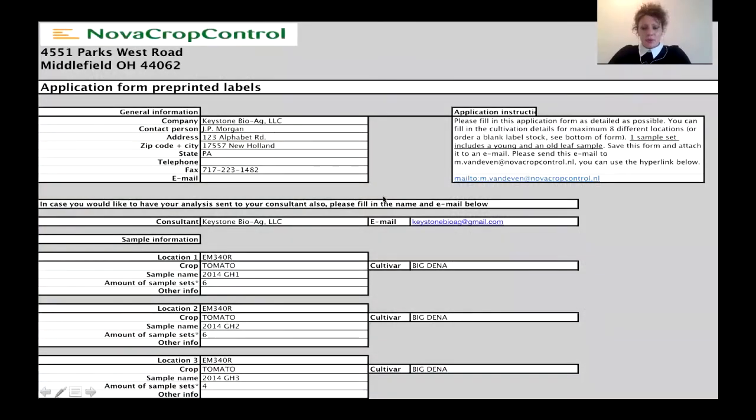When to sample, logistics. This is the order form that you would get in by email, and you would fill out, you can see here, location, crop, and then the sample name. As a consultant, you're going to fill this out with regard to your consultant name, and then also assign your different growers codes, or you can make location as location 1 here. You can make that your client's name.